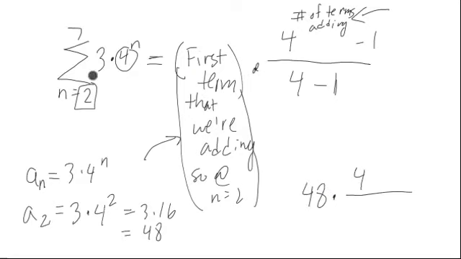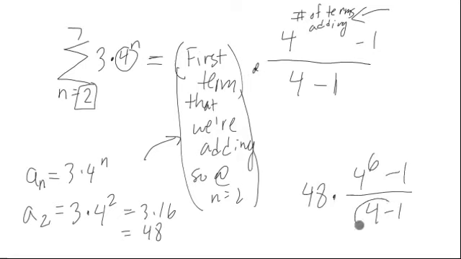Now notice, 2 is just 1 above 1. So if we reduce 2 by 1, and 7 by 1, then we can think we're going through a list of numbers from 1 to 6. So that means there's 6 terms. So the number of terms is 6, minus 1, all over 4 minus 1. And then we just compute this out.